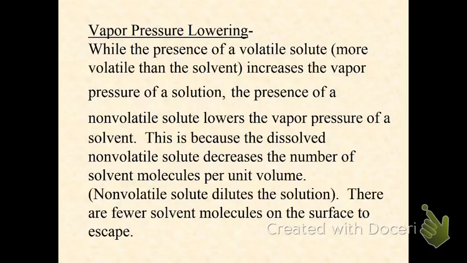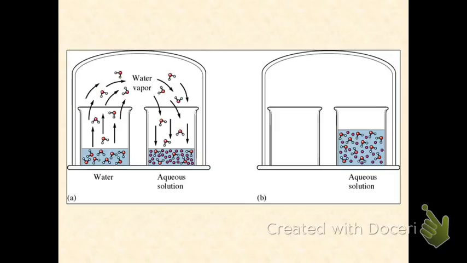Vapor pressure lowering is one of those colligative properties, but you do need to be aware that the presence of a volatile solute increases the vapor pressure. So the presence of a non-volatile solute lowers the vapor pressure. This is because the dissolved solute decreases the number of solvent molecules per unit. Non-volatile solutes dilute the solution, basically, and there are fewer molecules on the surface to be able to escape to a gas. And here's an example of that.